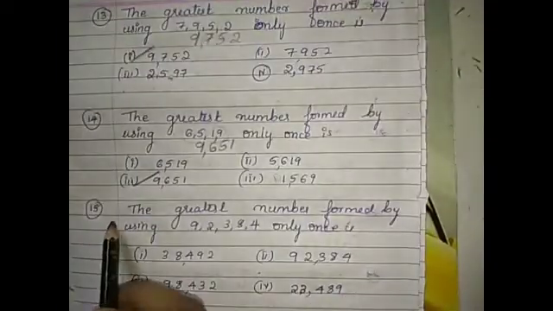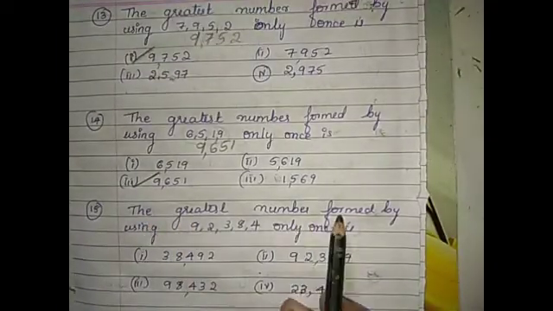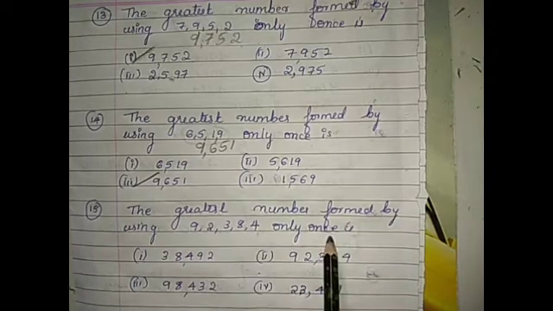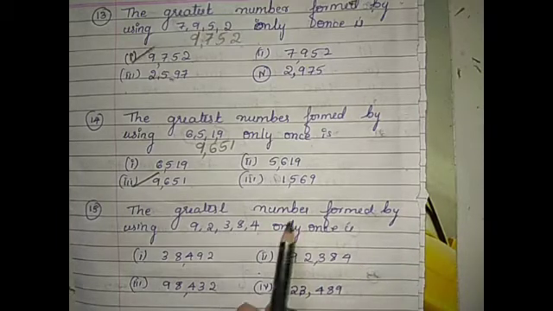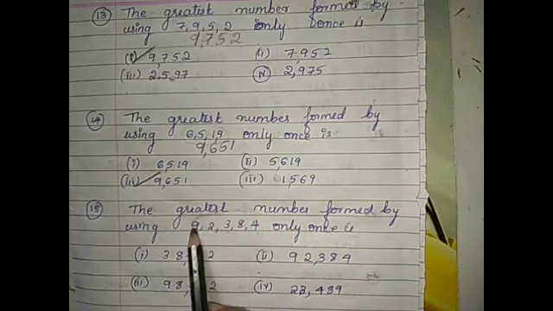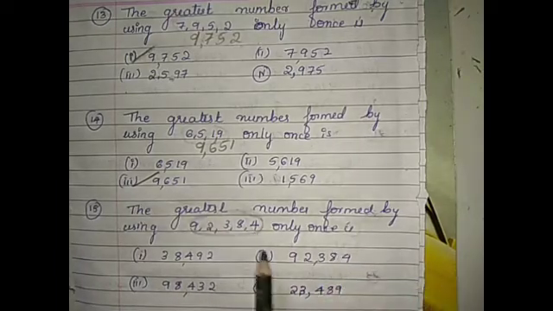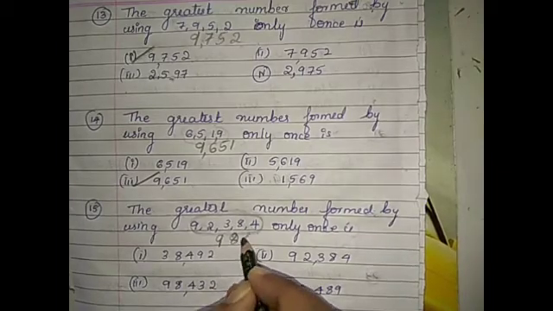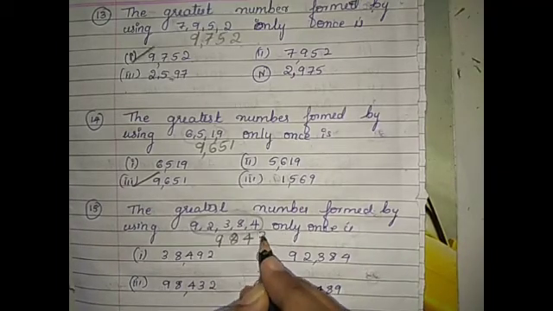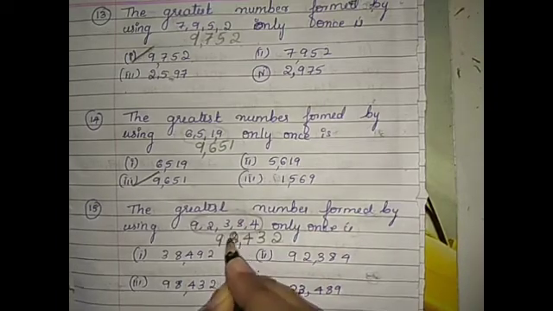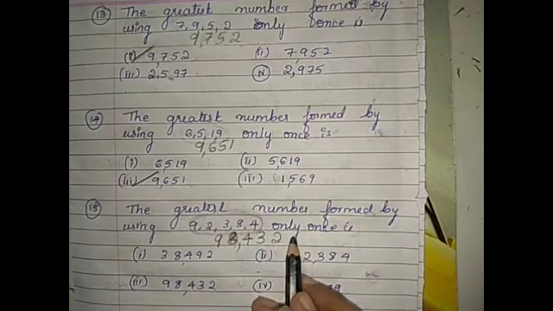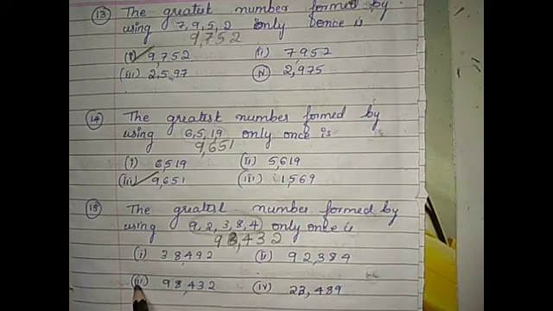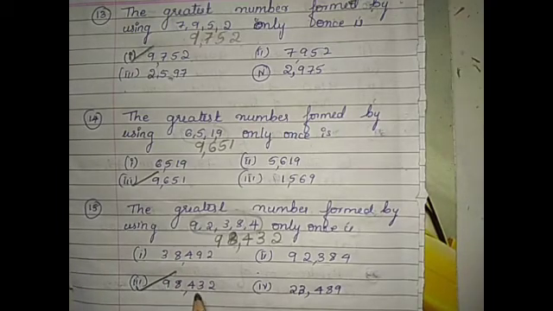9651. 15th one, the greatest number formed by using 9, 2, 3, 8, 4 only once is. If we arrange the given digits in descending order, then we will get 9, 8, 4, 3, 2. The greatest number is 98,432. So which option is correct here? The third option is correct, 98,432.